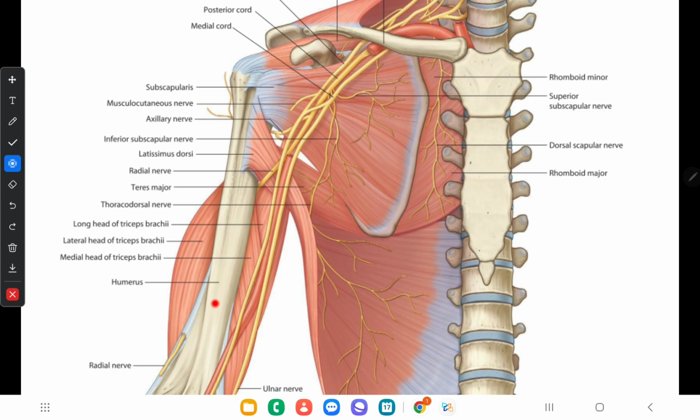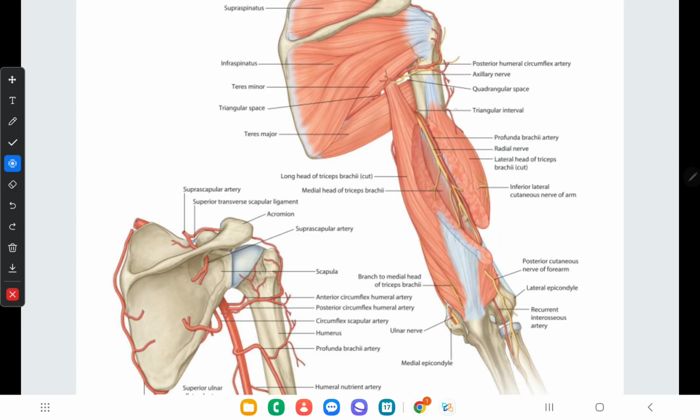After leaving the axilla, here you can see it leaving the axilla, it enters into the posterior compartment of the arm. You can see it goes behind the humerus as well. It enters into the posterior compartment of the arm and then it goes in the radial groove. We call it the radial groove, a groove in the posterior aspect of the humerus. It goes in the radial groove with the profunda brachii artery, which is a branch of the axillary artery.